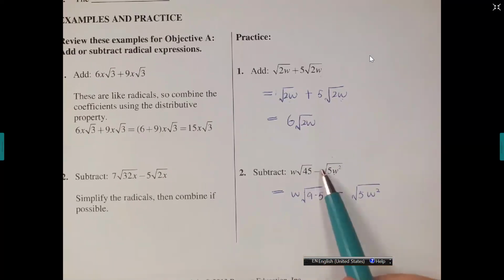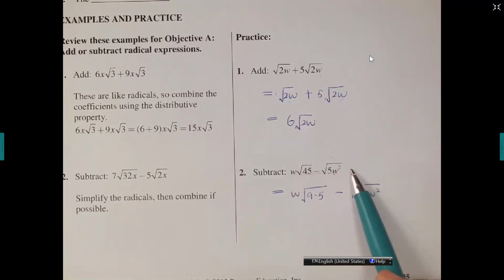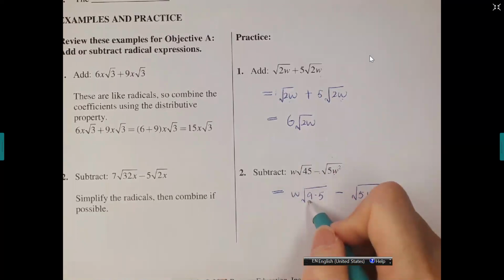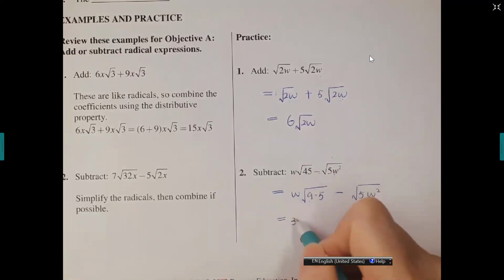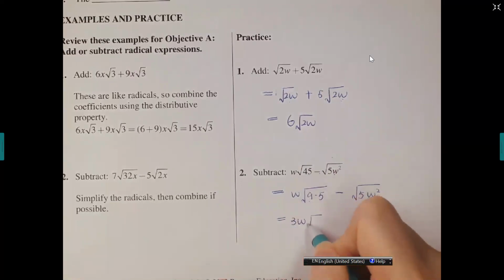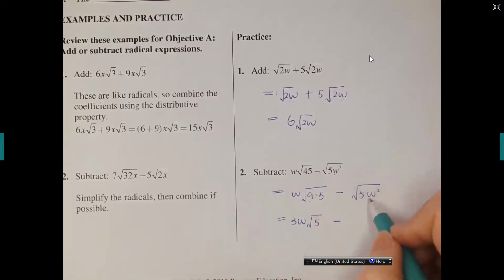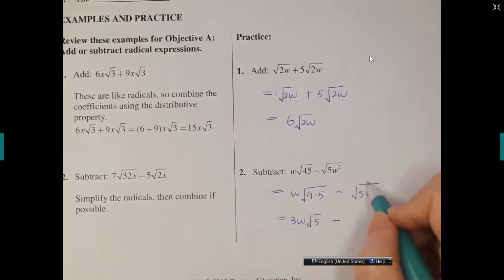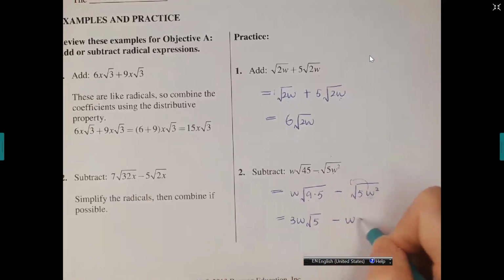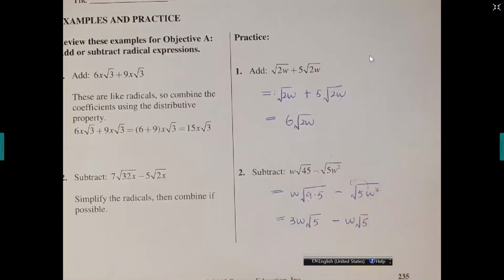So before I start to do the subtraction, I simplify each one if it is possible. Can I simplify this one? 9 can be moved out, I will have a 3. So write 3 in front of w, 3w, and I have a 5 left inside of the radical symbol. Minus, for this one, 5 stays. w can be moved out as w, radical 5.